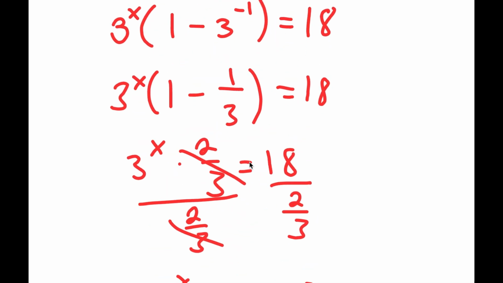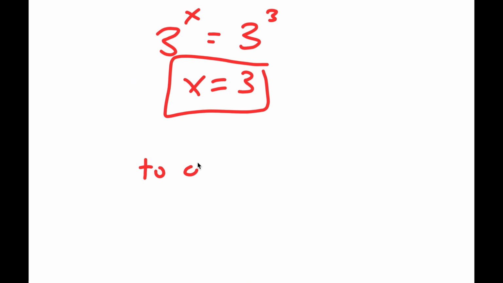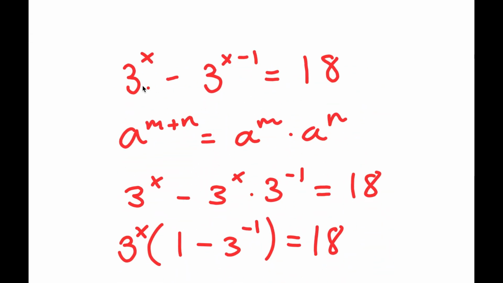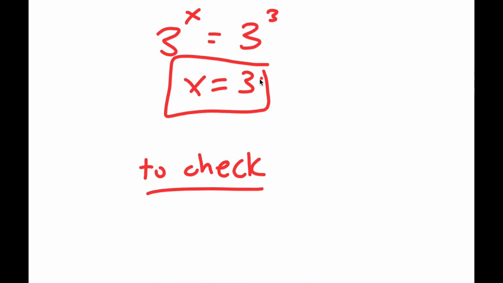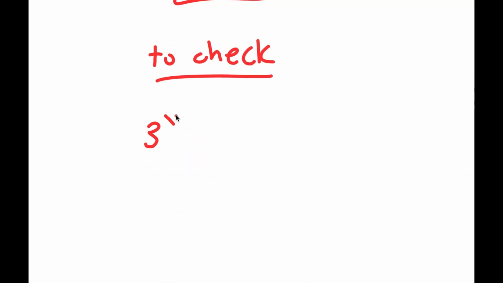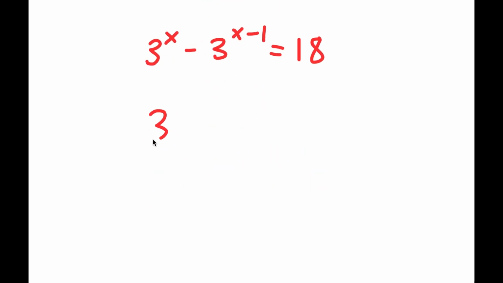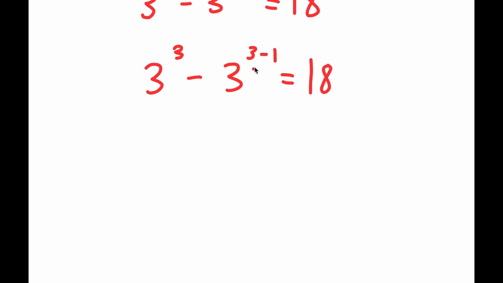So now, to check, I get 3 to the power of x minus 3 to the power of x minus 1 is equal to 18. And x is 3, so I have 3 to the power of 3 minus 3 to the power of 3 minus 1 is equal to 18. And 3 to the power of 3 minus 1, that's 3 to the power of 2, so I have 3 to the power of 3 minus 3 to the power of 2 is equal to 18.